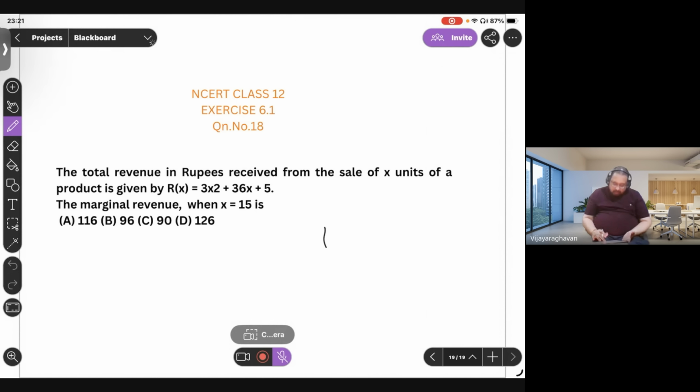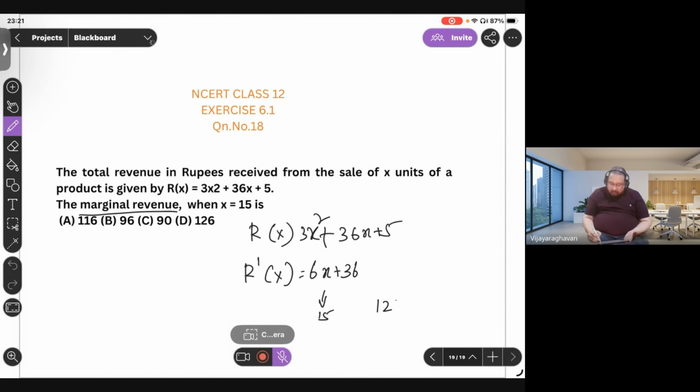Next, total revenue received. Given as R of x is 3x square plus 36x plus 5. So marginal revenue is what? R dash x, which is equal to 6x plus 36. Then we put x as 15. So you get the answer as 126.